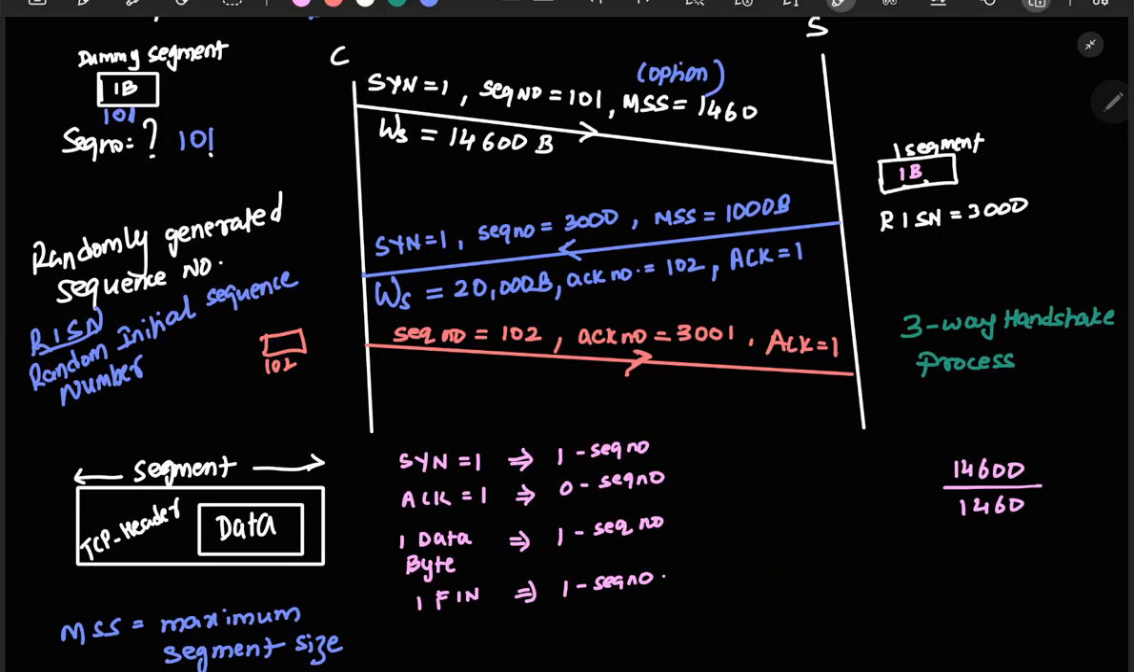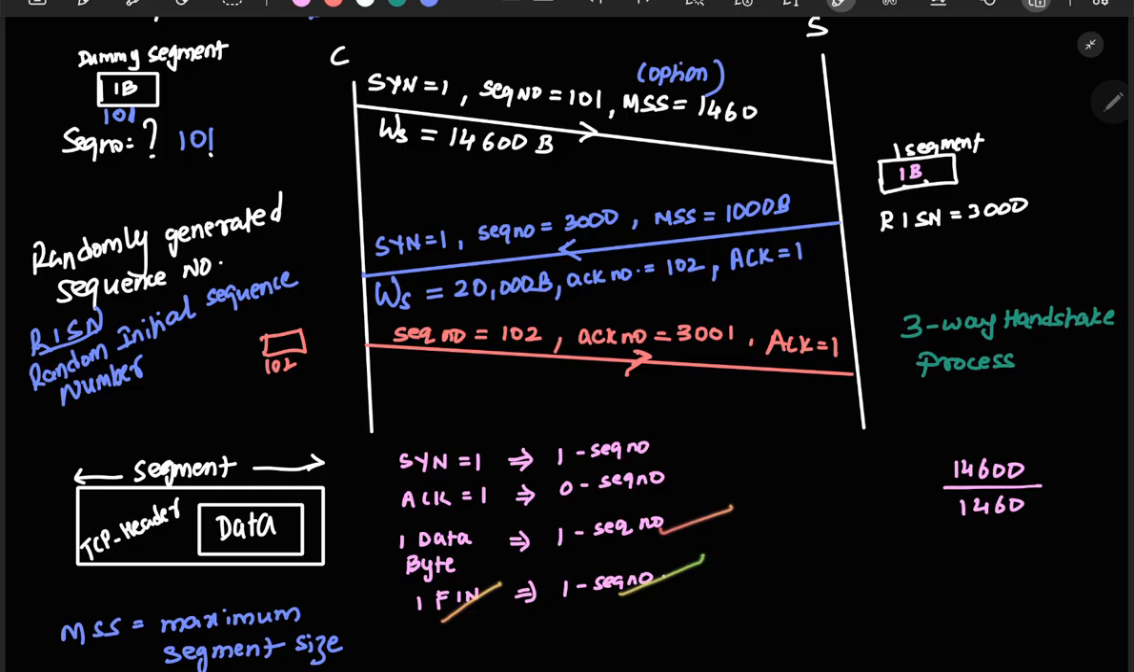Now there are a few things we have to understand. See, I had written here: whenever the SYN flag is 1, then it will consume one sequence number. When the acknowledgement flag is set to 1, then it will not consume any sequence number. When data bytes are set, meaning when you're sending actual data, at that time also it will consume one sequence number. When the FIN flag is set, then also it will consume one sequence number.